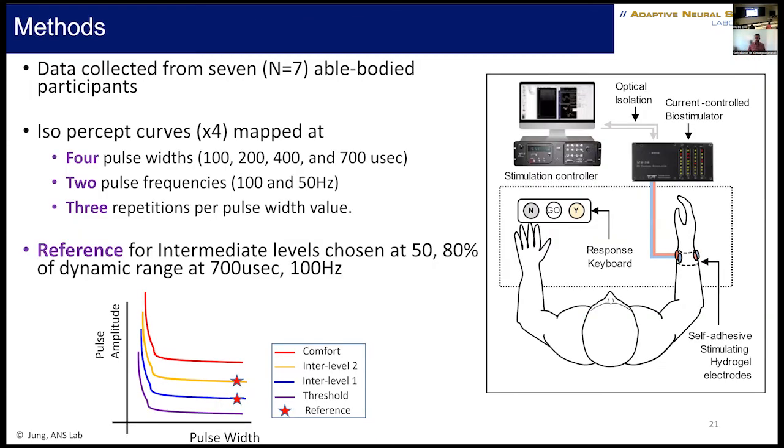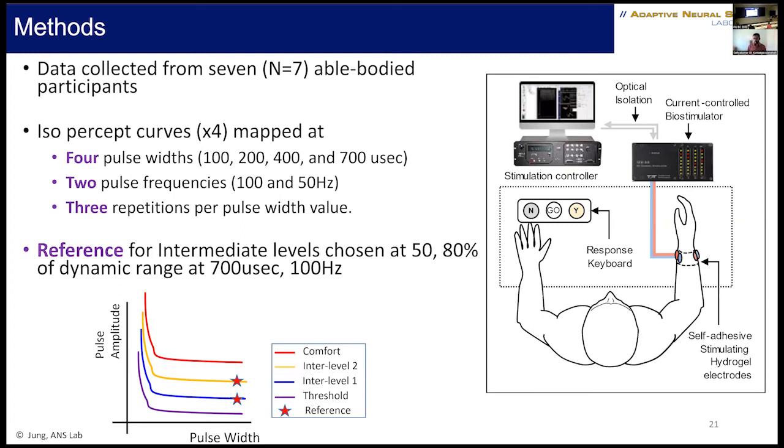So this is a picture of the setup on the right. You basically have hydrogel electrodes placed at the wrist on an able-bodied participant seated at the table. After each stimulation pulse is delivered, participants use buttons in front of them to adjust the stimulation amplitude or indicate their response. And so far, data has been collected from 7 able-bodied participants.